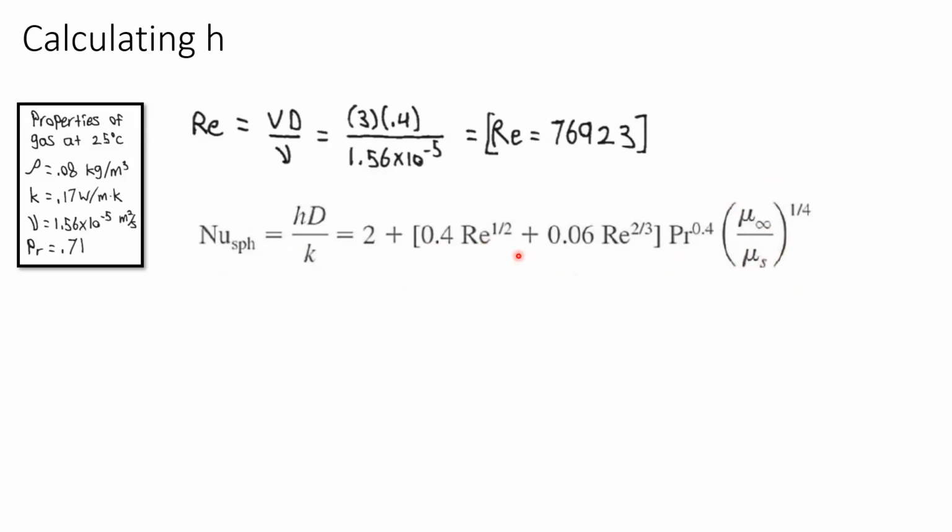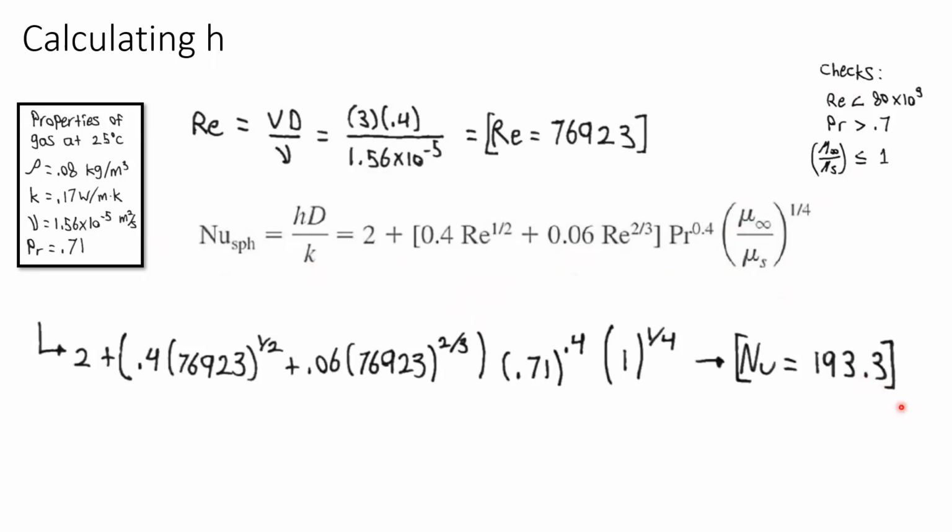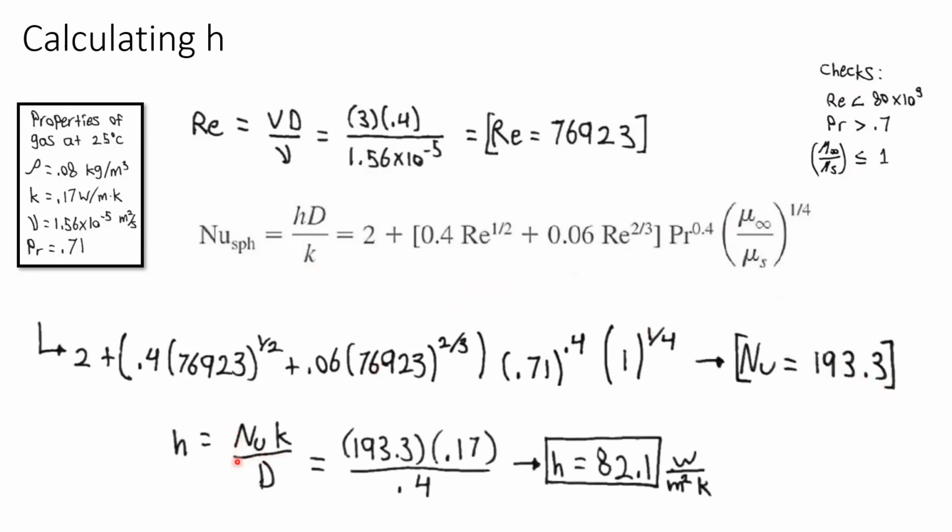Some checks we have to do before using this equation: we have to check that the Reynolds number is less than 80,000, which it is. The Prandtl number is greater than 0.7, which it is, and that our viscosity ratio is equal to or less than 1, which we assumed earlier. So we can plug in our values, and we get a Nusselt number of 193, and then we have this relationship to convert Nusselt number to the H value, our convection value. So here's our answer for the first part of the question. We get 82.1 for our external convection factor.